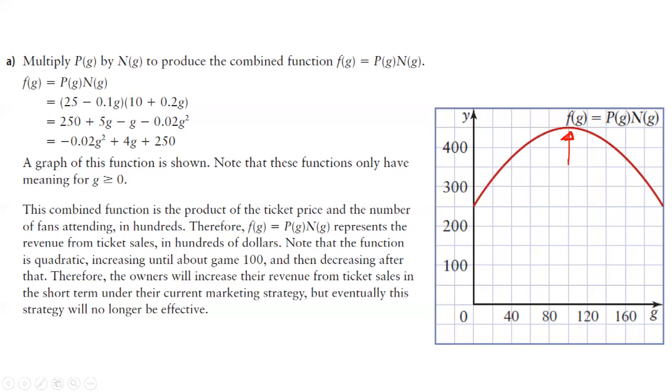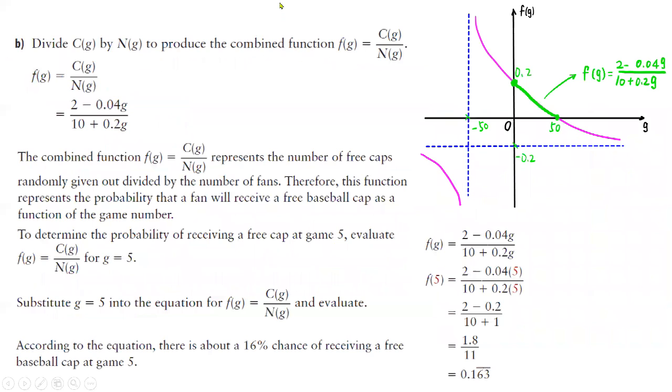Okay, now let's have a look at question B. Question B, first of all, in order to find F(G), which is a ratio between C(G) and N(G), you can use (2 minus 0.04G) over (10 plus 0.2G), right? And actually we have discussed a function with a form like this in unit one, right? This is a rational function. First of all, we can find its horizontal and vertical asymptote, right?